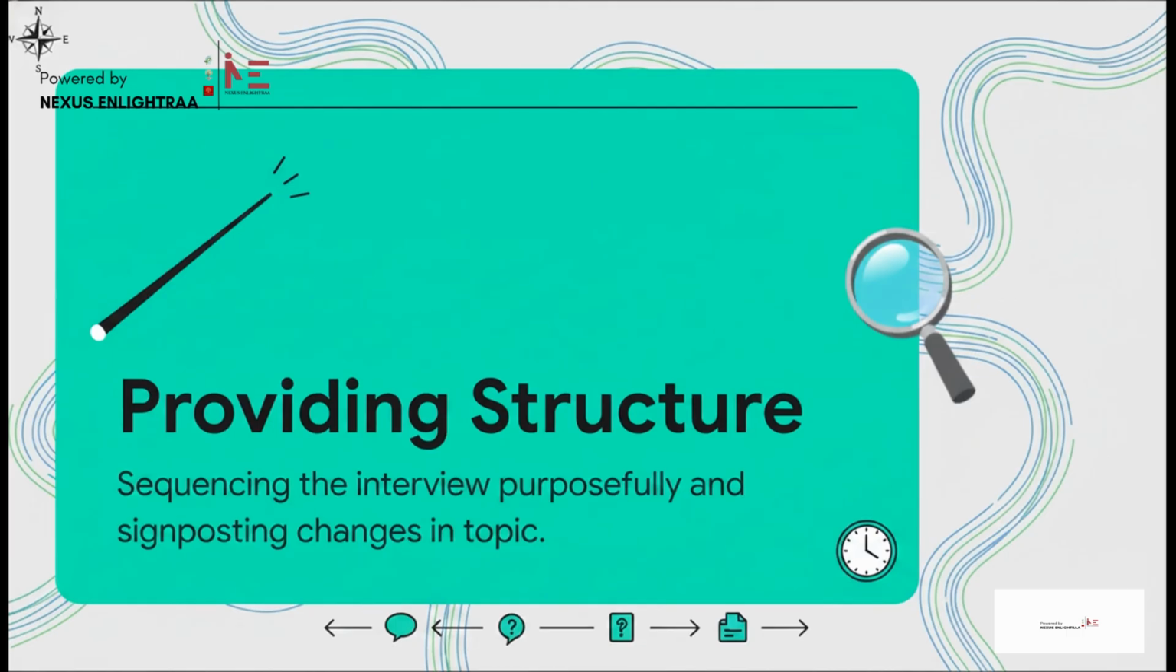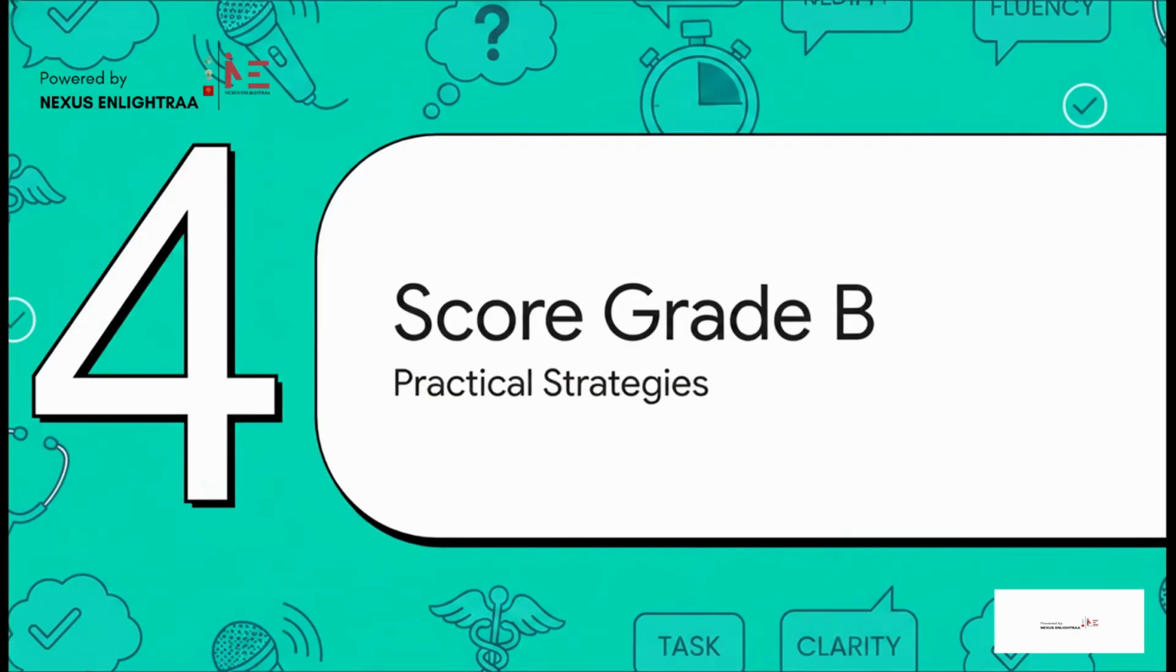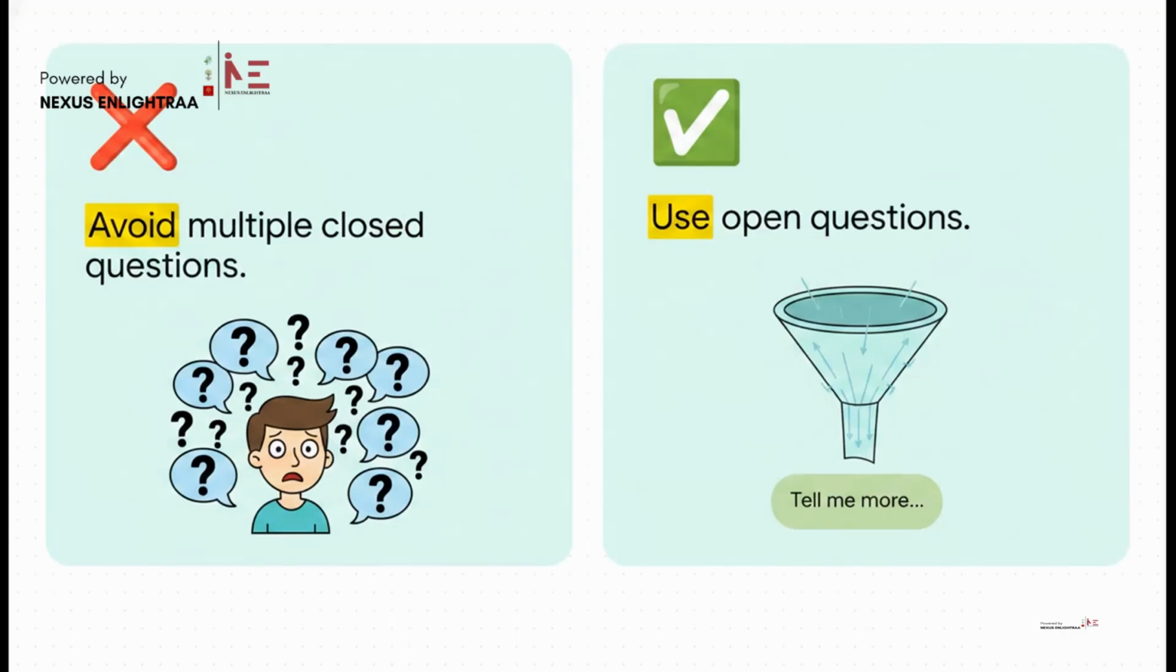Whatever you do, don't just sit there waiting for the interlocutor to lead you. You have to take the initiative. Which brings us to Section 4, how to actually score that grade B. To knock the information gathering criterion out of the park, you've got to master something called the cone technique. Basically, you start your history taking with wide open questions, like, what brings you here today? This gets the patient talking in their own words.